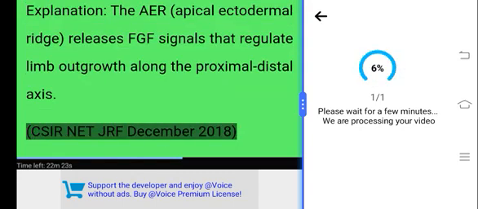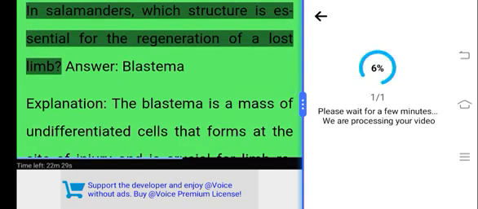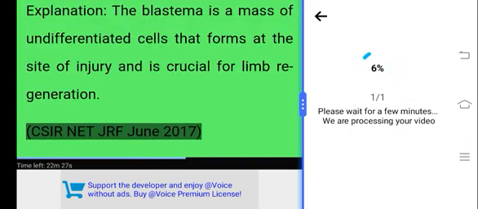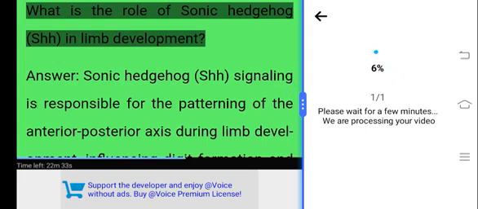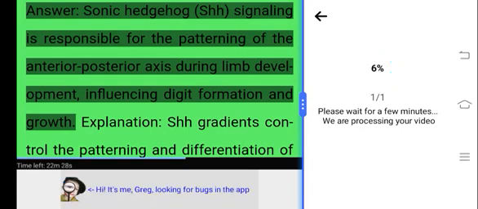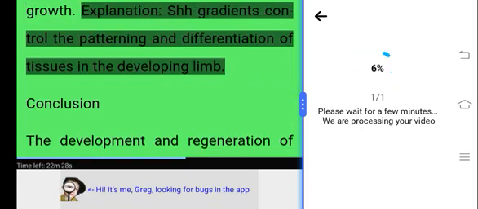CSIR NET JRF December 2018. In salamanders, which structure is essential for the regeneration of a limb? Answer. Blastema. Explanation. The blastema is a mass of undifferentiated cells that forms at the site of injury and is crucial for limb regeneration. CSIR NET JRF June 2017. What is the role of sonic hedgehog, SHH, in limb development? Answer. Sonic hedgehog signaling is responsible for the patterning of the anterior-posterior axis during limb development, influencing digit formation and growth. Explanation. SHH gradients control the patterning and differentiation of tissues in the developing limb.